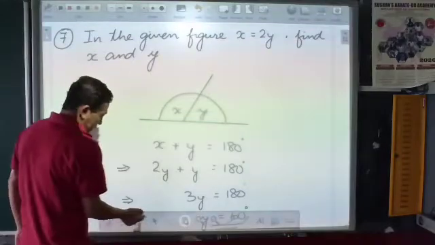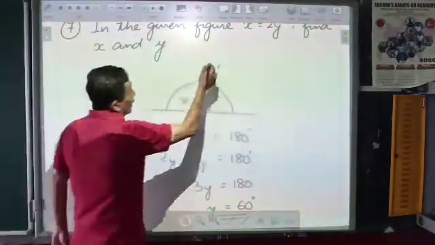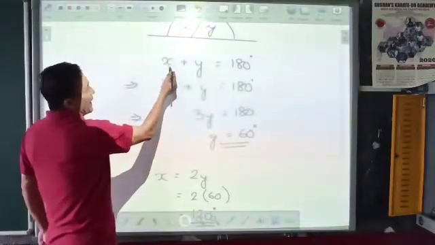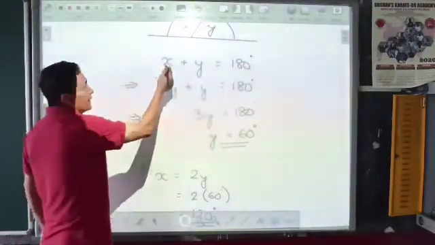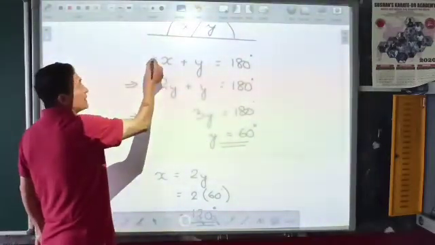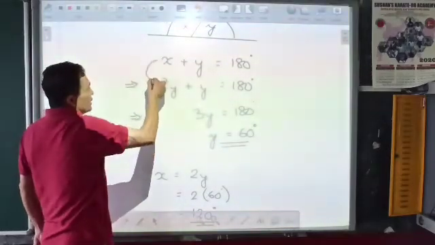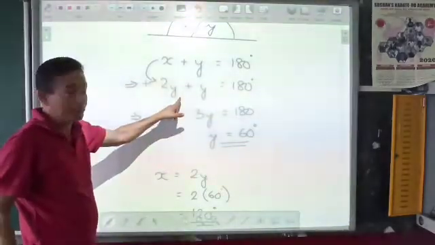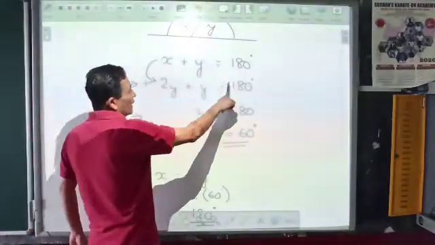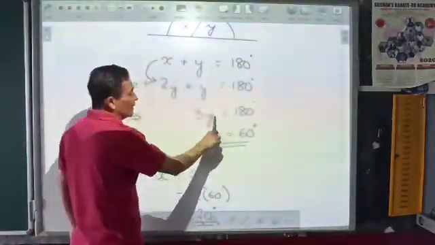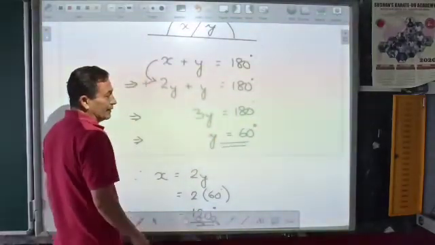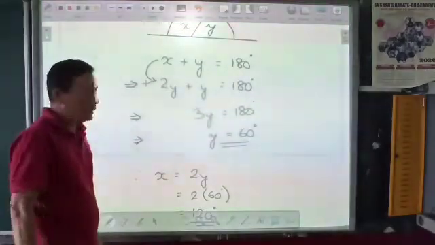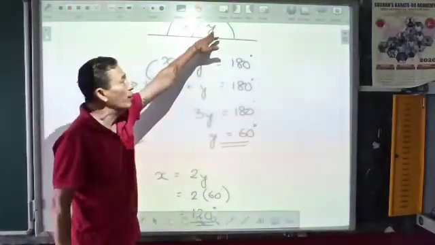But I also understand from the question over here, x is equal to 2y. So when I am saying x plus y is equal to 180 degrees, from the question it is saying that x is equal to 2y. So I have replaced x with 2y. 2y plus y will give me 180 degrees. 3y will be 180 degrees. y will be equal to 180 divided by 3. So that will give me 60 degrees. So I have found the value of y.